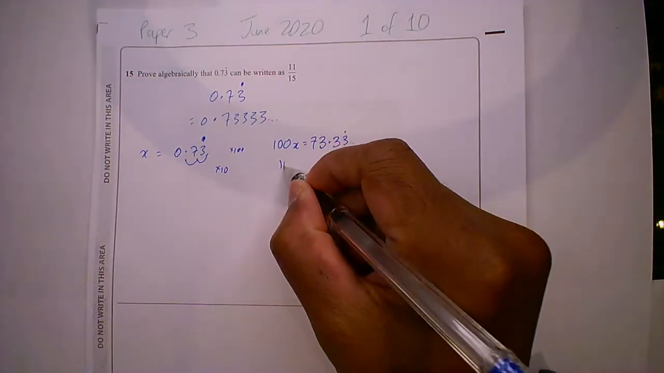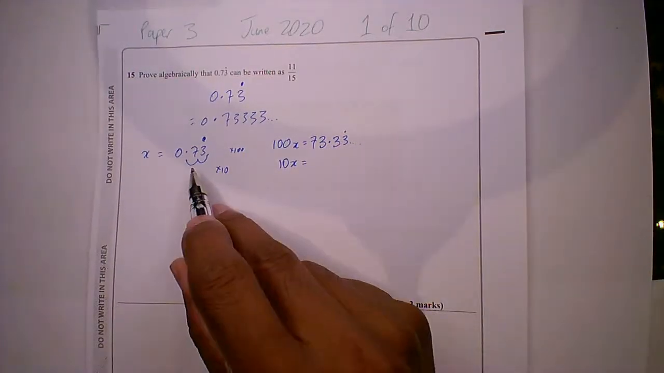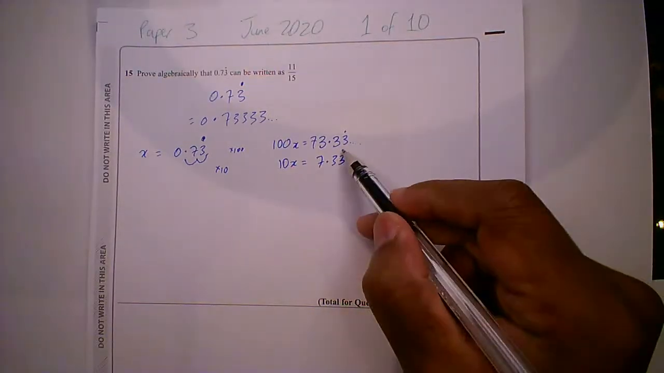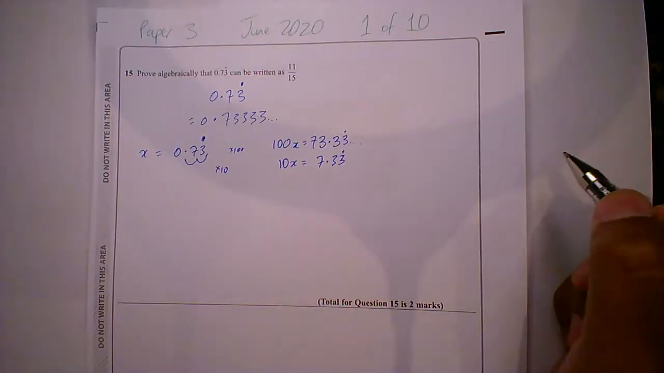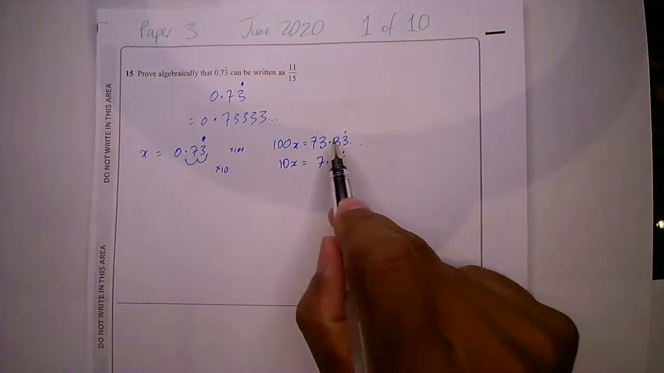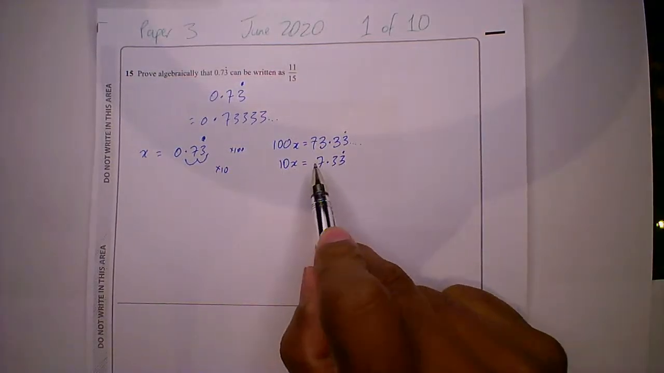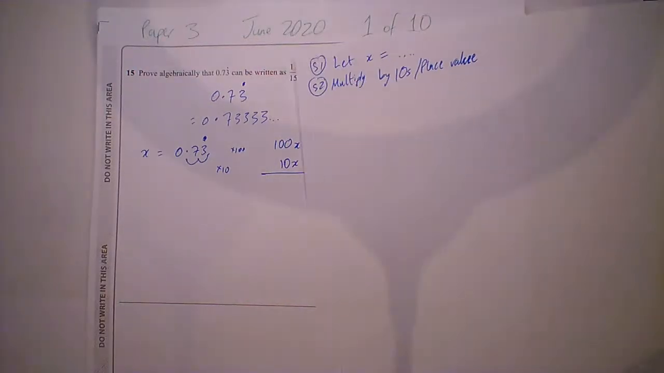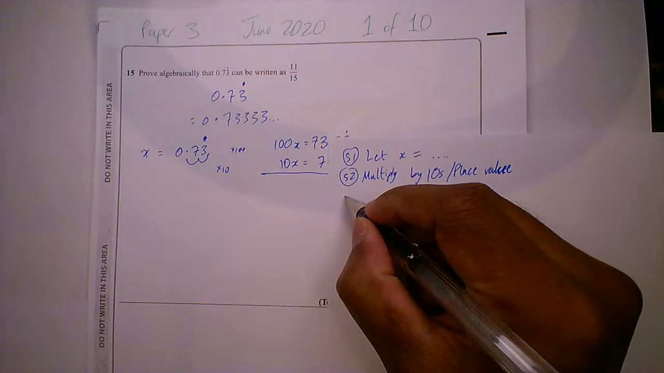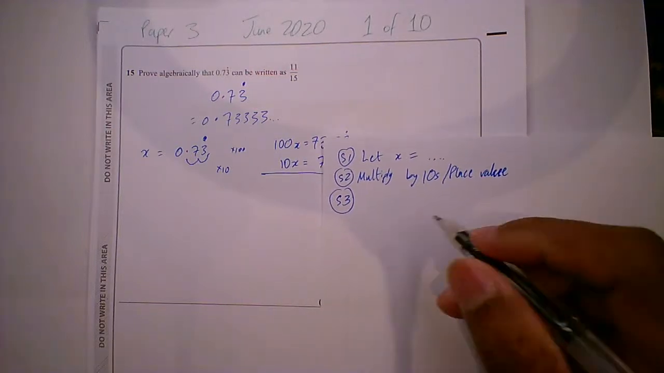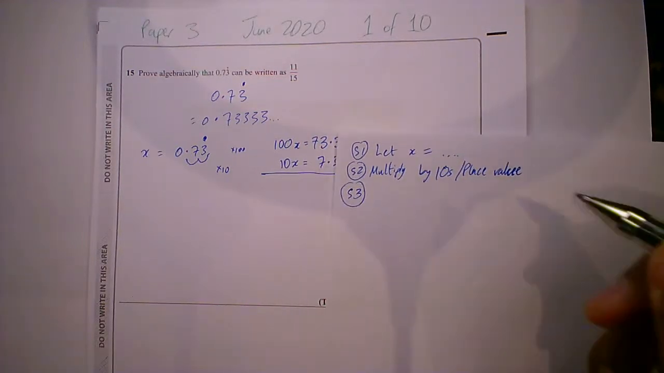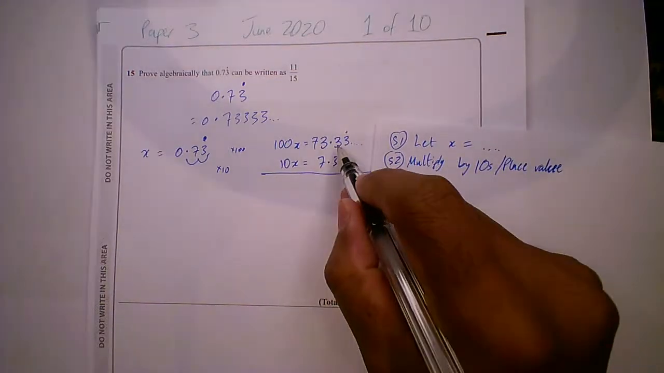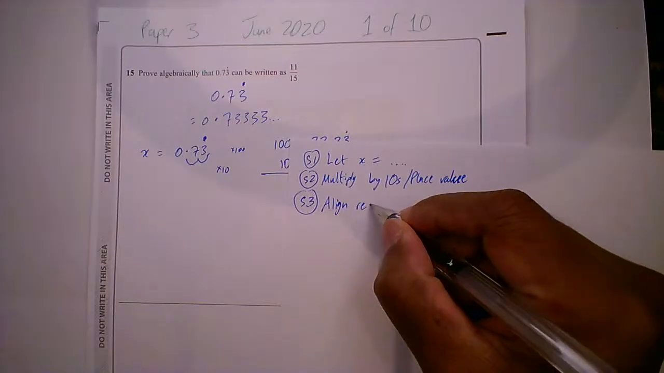That gives me 10x equals, this now becomes 7.3 recurring. So you can see that they are now aligned. Okay, and also make sure you have this layout. If you have this layout, it's much easier to see things. Okay, so that's my second step. Let me write this out before I forget, or the third step rather. So step 3 is to align the recurring decimals.